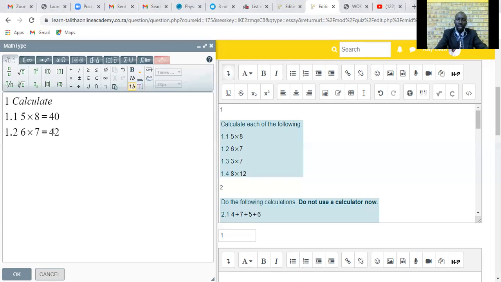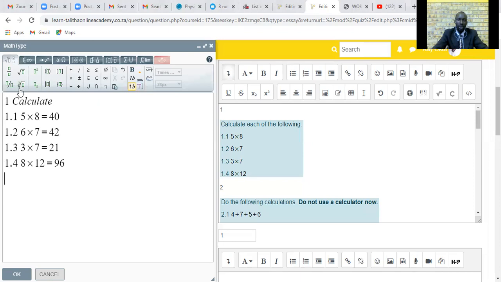42. And now in the next question, which is 1.3, we are supposed to find the calculated value of 3 times 7. That can also be calculated easily with the help of a calculator, and that gives 21. So we just put it right down there, 21. Then in the next question, which is 1.4, we are supposed to find the value of 8 times 12. That can also be calculated with ease using a calculator, and 8 times 12 will give us 96.